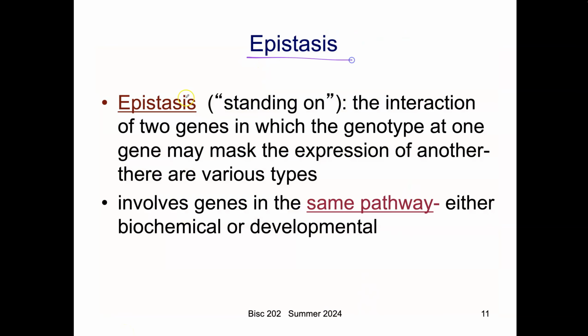So there's many examples of epistasis, and literally, and this is Latin, epi means on and stasis is standing. So it kind of means standing on. And it's the interaction of two different genes where the genotype at one of the genes may prevent us from being able to tell what the genotype is at another locus. They're often involved in the same pathway biochemically, or sometimes in the same developmental pathway as well.